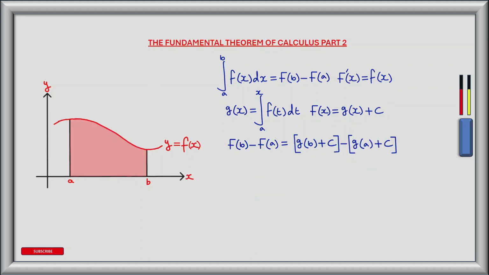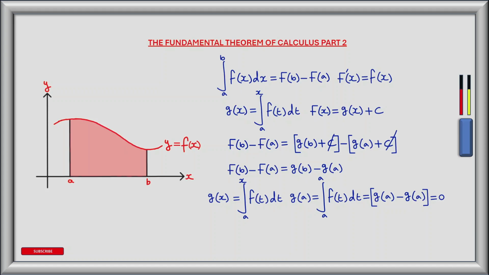Knowing this, we can say the function capital F evaluated at b minus the function capital F evaluated at a is the same as g evaluated at b plus a constant minus g evaluated at a plus a constant. So the constants c here and here cancel out, and this leaves capital F(b) minus capital F(a) equal to g(b) minus g(a).